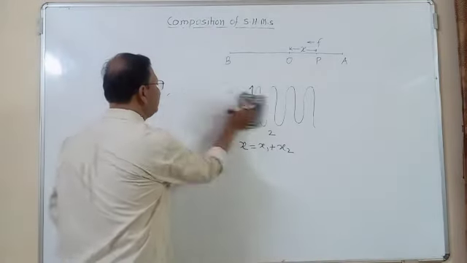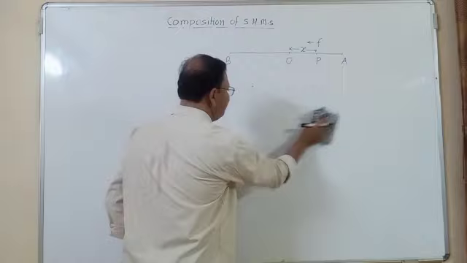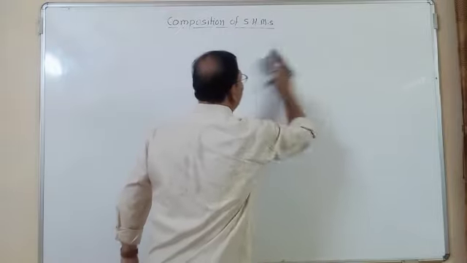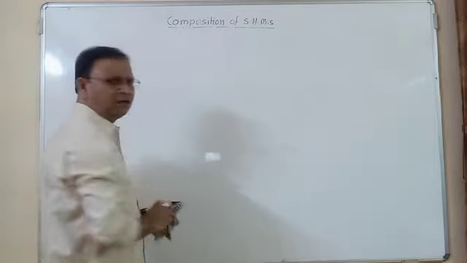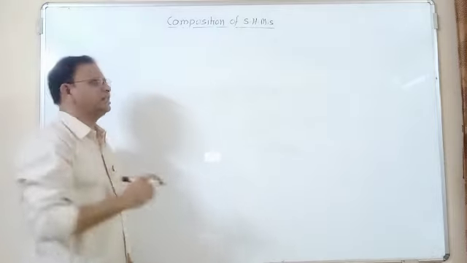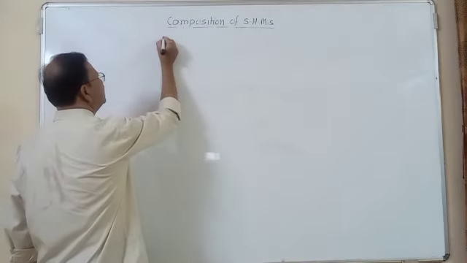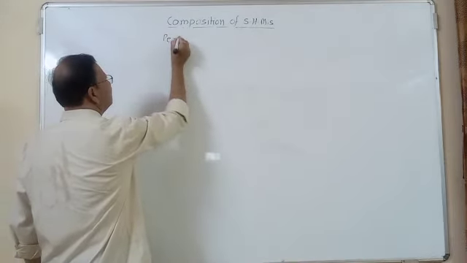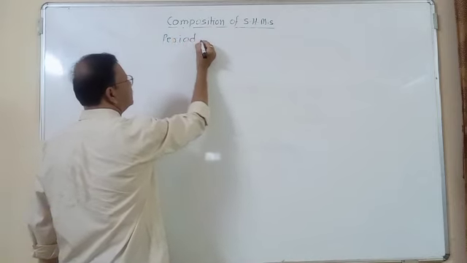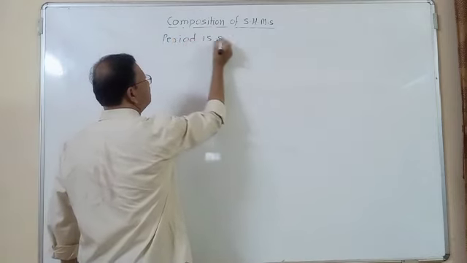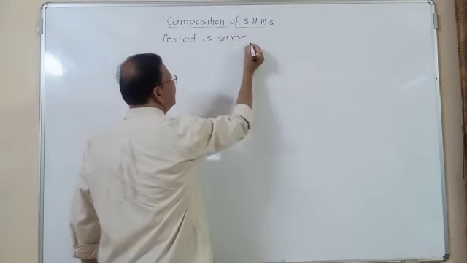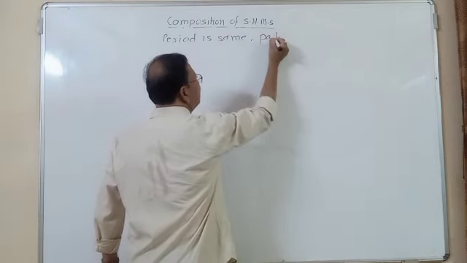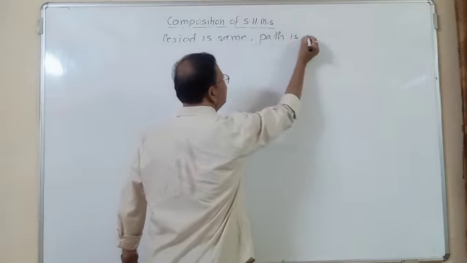Now, in order to see the composition of two simple harmonic motion, we have to take a simple case. That means the period is same, also path is same.